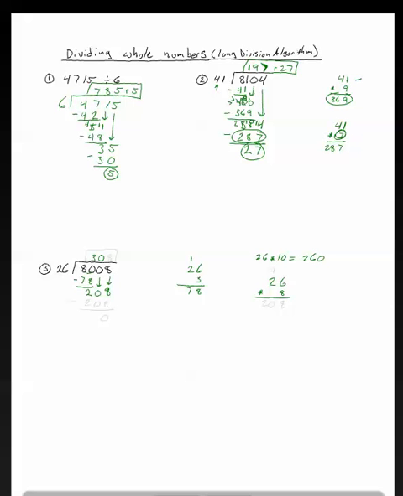6 times 8 is 48, carry the 4, and then 2 times 6 is 16, plus 4 is 20, and that gives us exactly 208. So we put in our 8, 8 times 26 is 208, and we subtract and get 0. So we have a 0 remainder, so this goes in even 308 times.